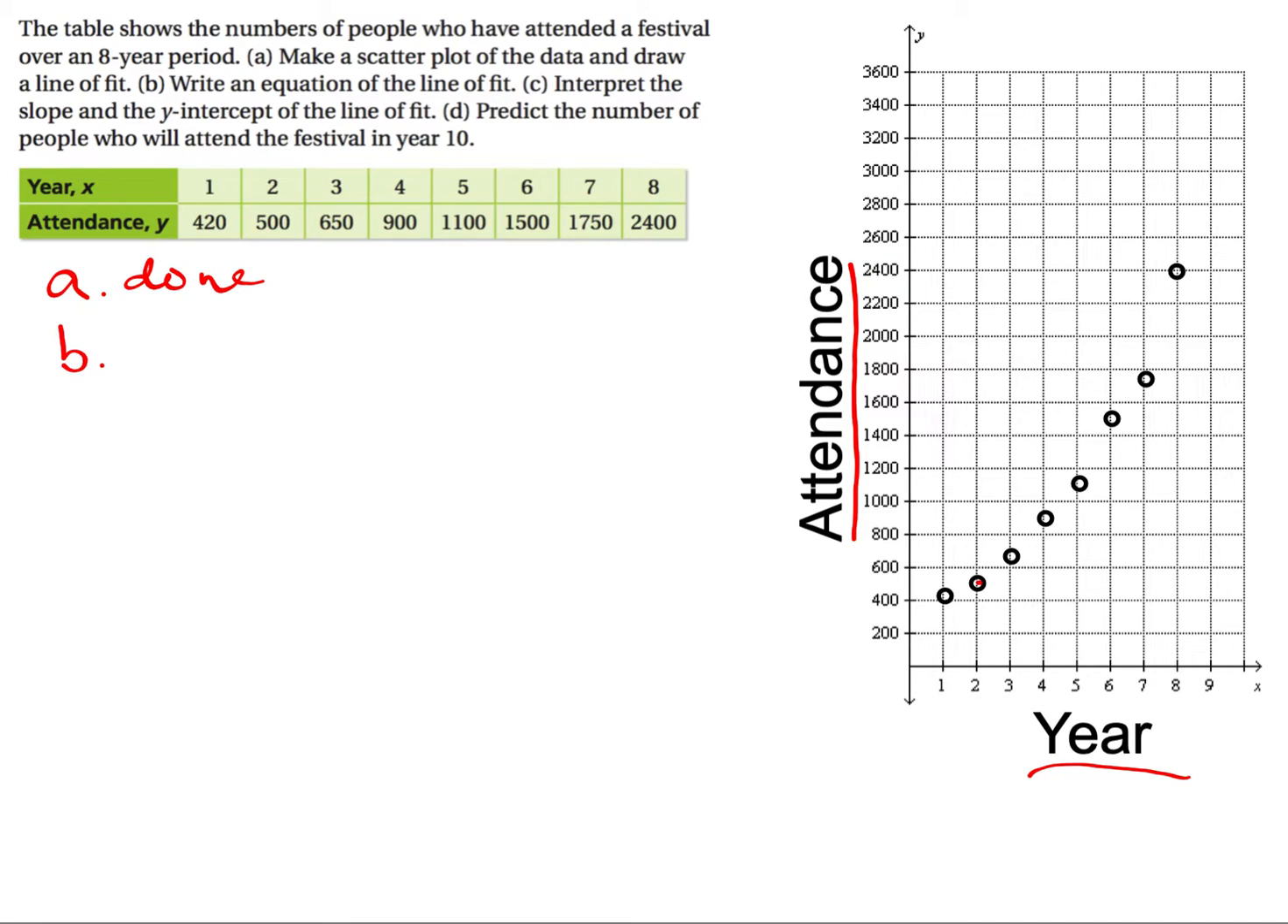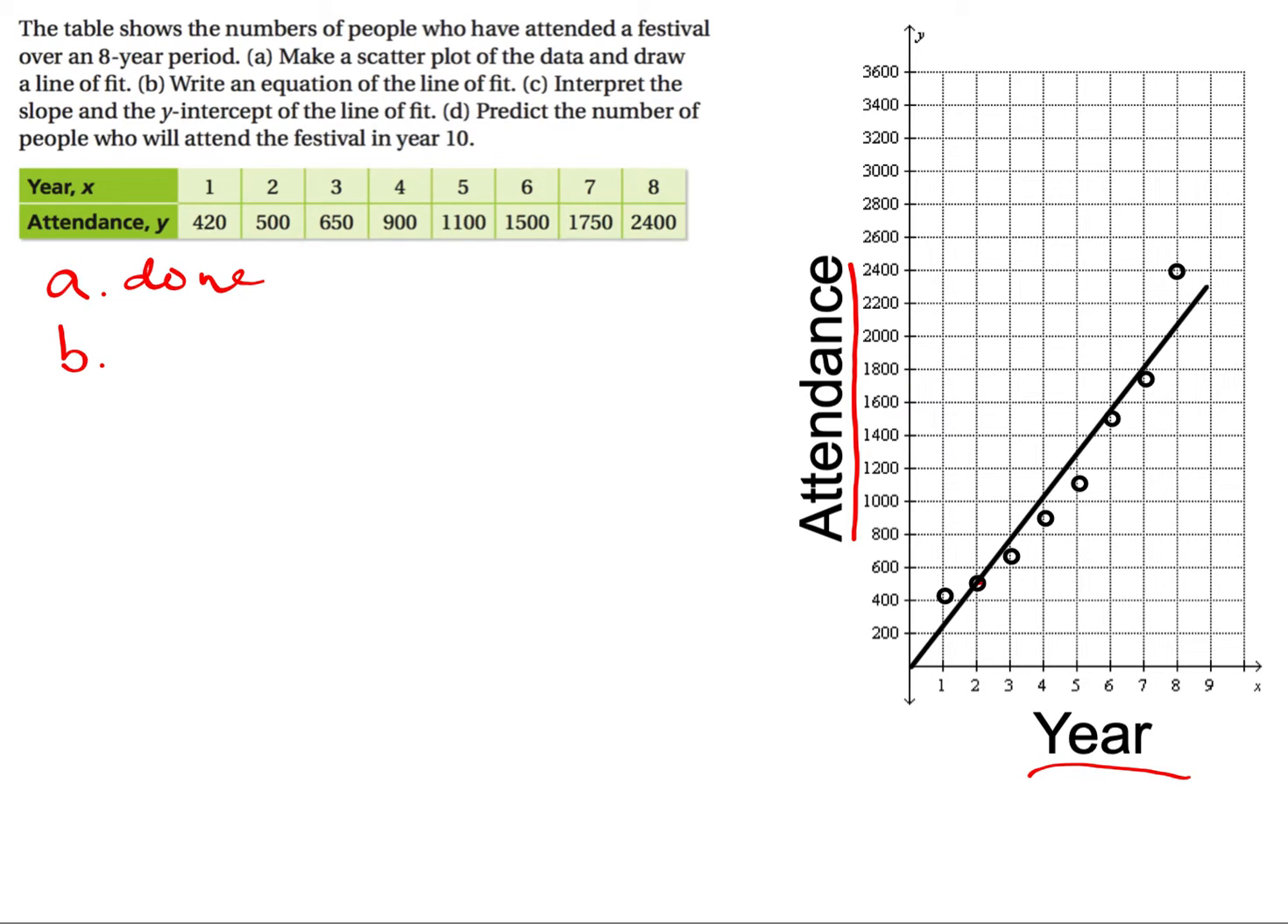Part B, write an equation of the line of fit. Oh wait, part A, I still need to draw the line. Let me see what I can come up with here. Let me modify that a little. That's looking pretty good. Yeah, I like that. It looks all right. So there's a little bit of guesswork involved here unless you use the mathematical method, usually just done with a computer now, to find the line of best fit. But we'll just go with this one.